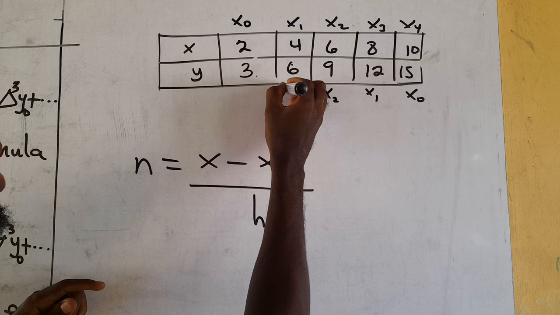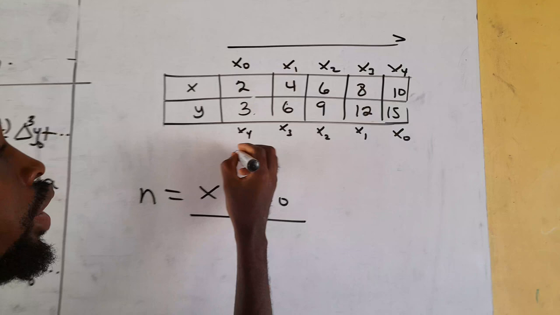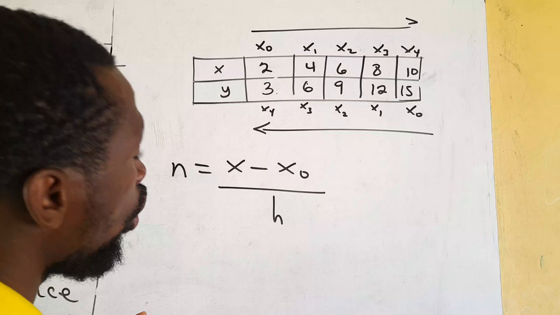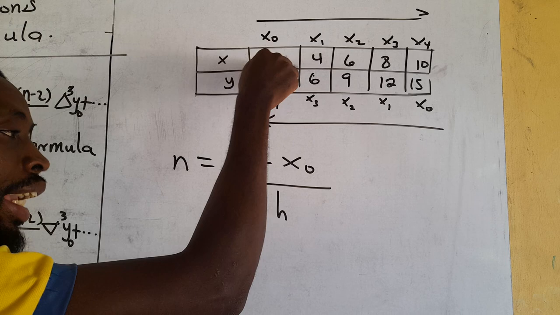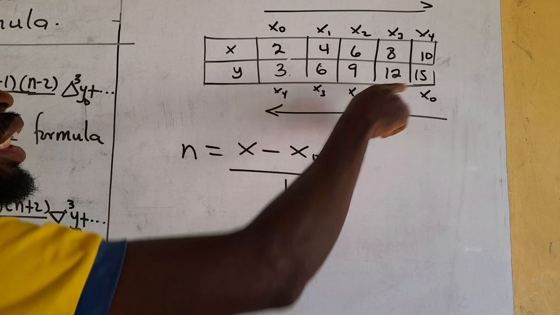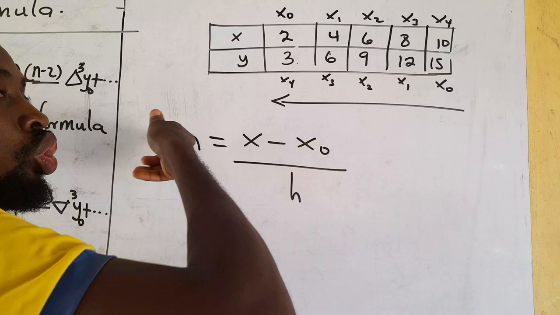How do we do that? Remember this forward difference and this backward difference. When we are talking about forward difference, our x naught is the first value of x here. However, if it is a backward difference, our x naught is the last value here. I hope you get that. Remember, backward means we start from here to this side. If it is forward, we start from here to there.